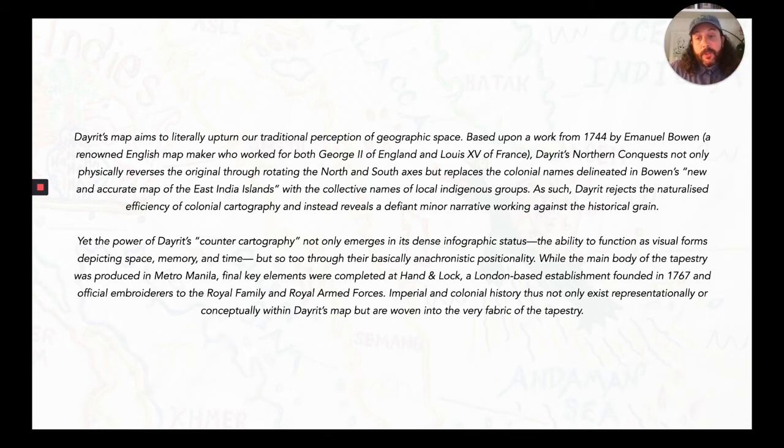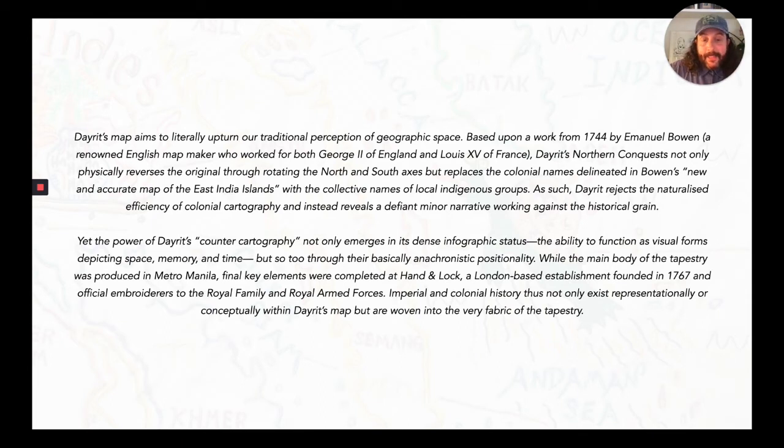Equally though, the power of Dairit's counter cartography not only emerges in its infographic status, so the ability to function as a visual form depicting space, memory and time, but so too through its anachronistic positionality. As I mentioned earlier, whilst the main form of the tapestry was embroidered in Manila, final elements were completed at Hand and Lock, which is the oldest embroiderers in the UK, and who are the official embroiderers of the royal family and the Royal Armed Forces.